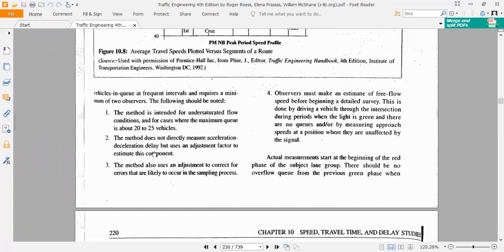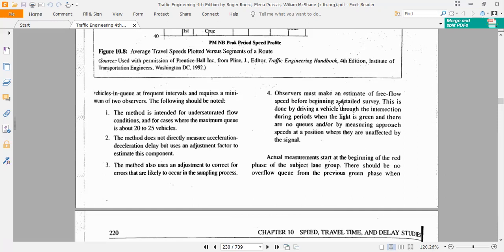Acceleration delay: this method does not give you any equation or method for calculating that. Rather, it gives you just an adjustment factor. The method also gives an adjustment to correct for the errors that are likely to occur in the sampling process while collecting data in the field. So it also provides you a factor to take care of that.